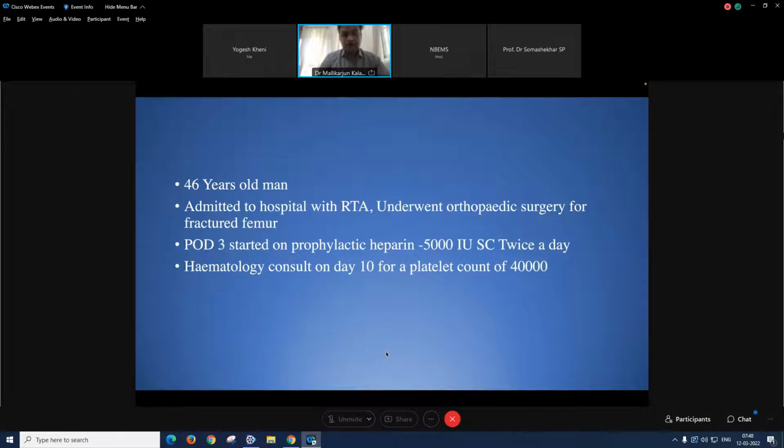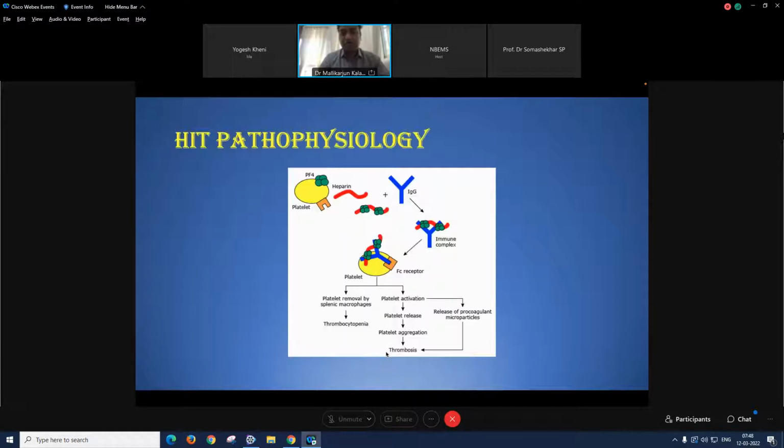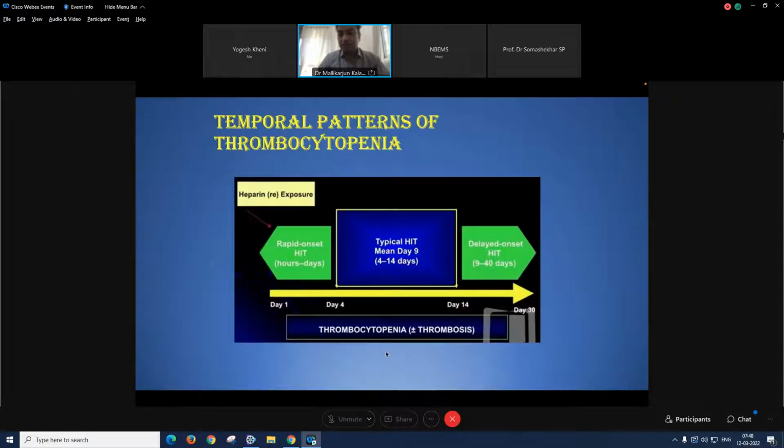Just to make that point, this is another 46-year-old man admitted post-RTA, who underwent orthopedic surgery. He was given heparin rightly for thromboprophylaxis, and the hematology consult was sought by the end of the week for thrombocytopenia. And if you see, wherever the heparin was given, there was a red rash, and we know what happens in HIT. There are antibodies which form against the complex of platelet factor 4 and heparin, and that leads to significant thrombocytopenia and thrombosis.